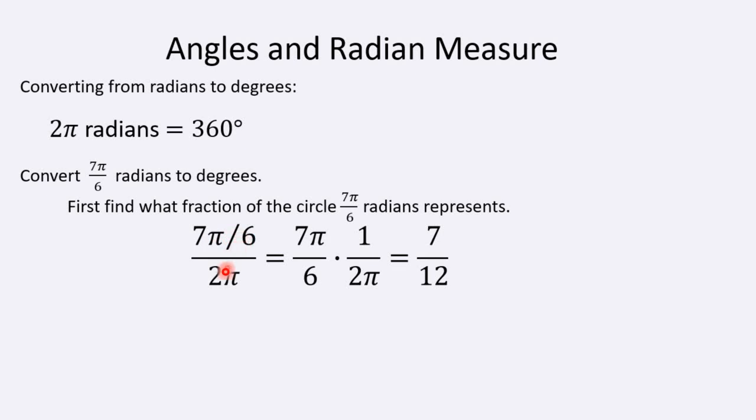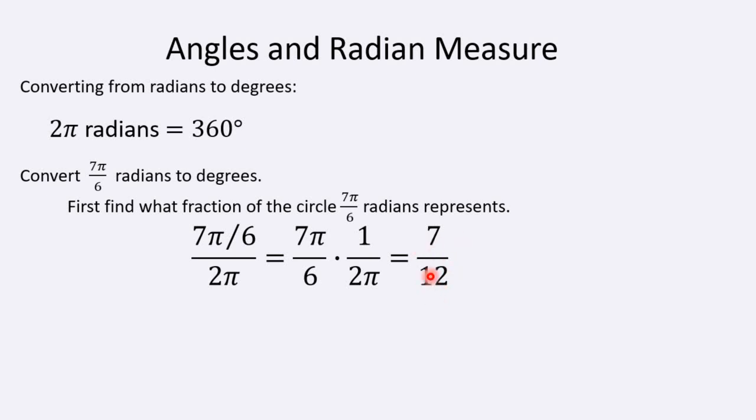7 pi over 6 divided by 2 pi. To divide a fraction by a fraction, you keep the first fraction the same, and you multiply by the reciprocal of the second fraction. The reciprocal of 2 pi is 1 over 2 pi. So when you do this multiplication, 7 pi times 1 is 7 pi. 6 times 2 pi is 12 pi. The pi's will cancel and you'll get 7 over 12.